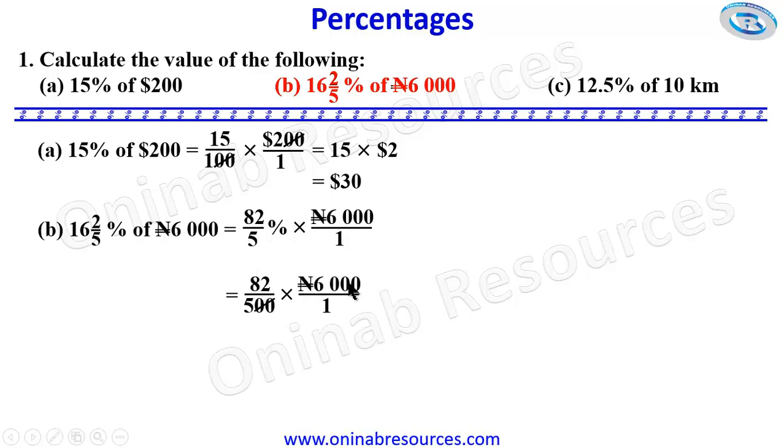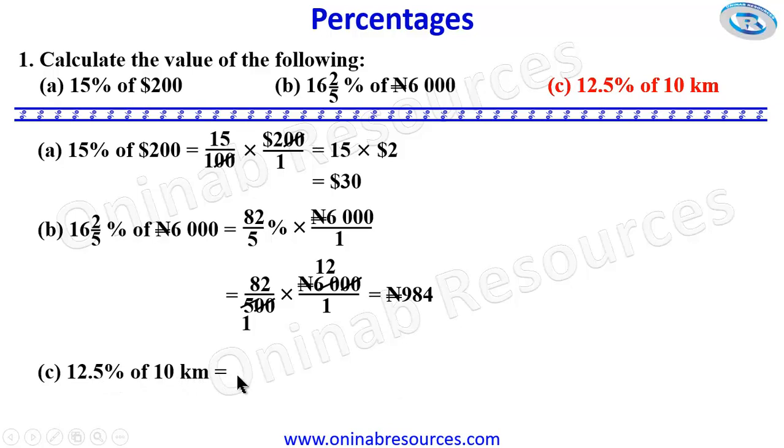Two zeros, we go with two zeros. We'll be left with 60. 5 goes into 5 gives 1. 5 goes into 60 gives 12. So we are then going to multiply 82 times 12. We can go like this: 82 times 2 is 164, then 82 times 10 is 820. 820 plus 164 gives 984 naira. 16 2 over 5% of 6,000 naira is 984 naira.